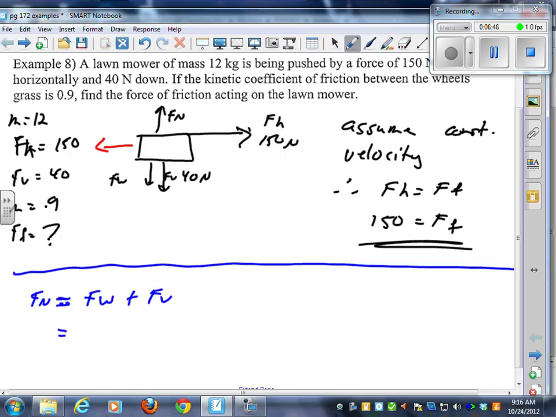So that's going to be mass times gravity, 12 times 9.8, plus my 40 newtons down, giving me 158 newtons of downward force, which means my normal force has to be 158 newtons up, right? Like if the book just sits on the table, the normal force is equal to the weight force, right? But if I push down on it, well then the normal force has to be more, because the book doesn't go through the tabletop.